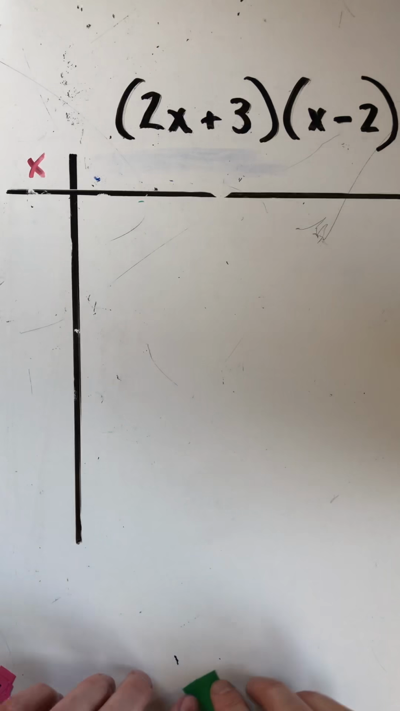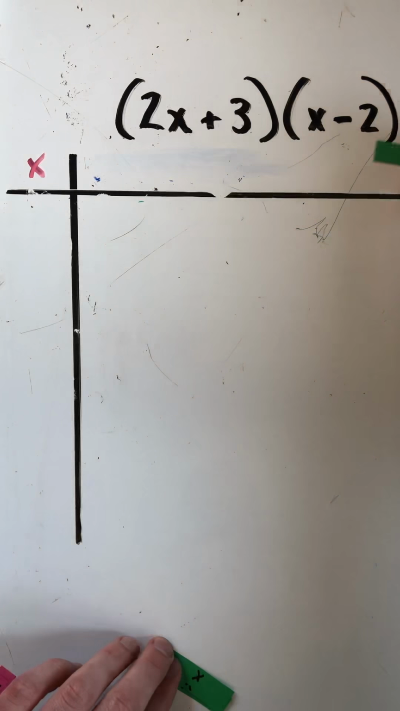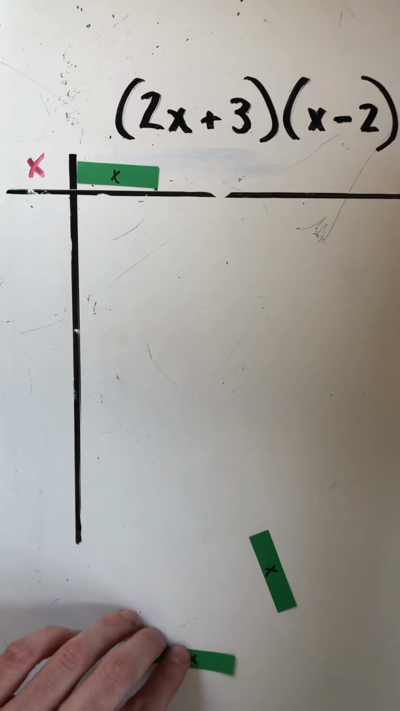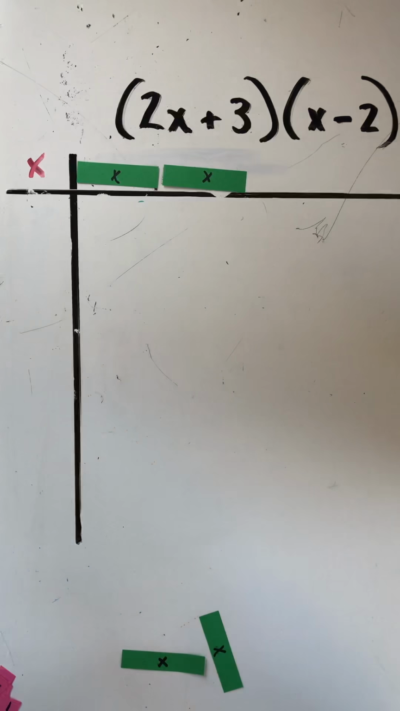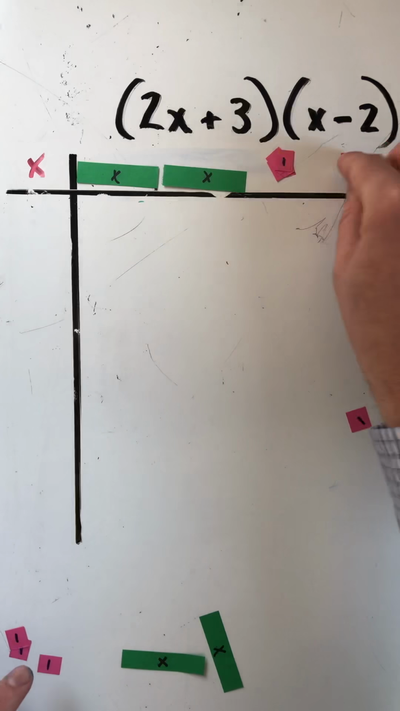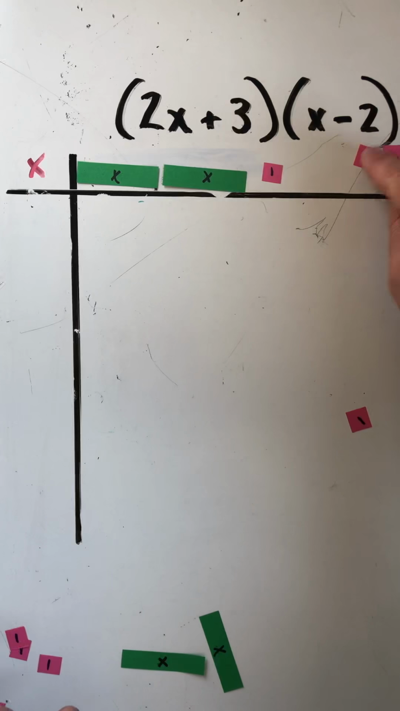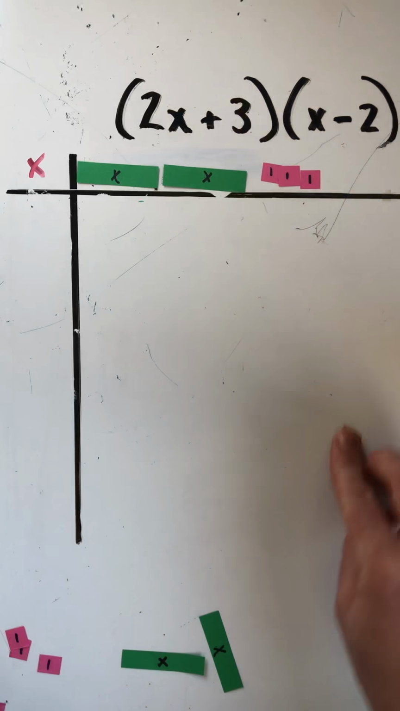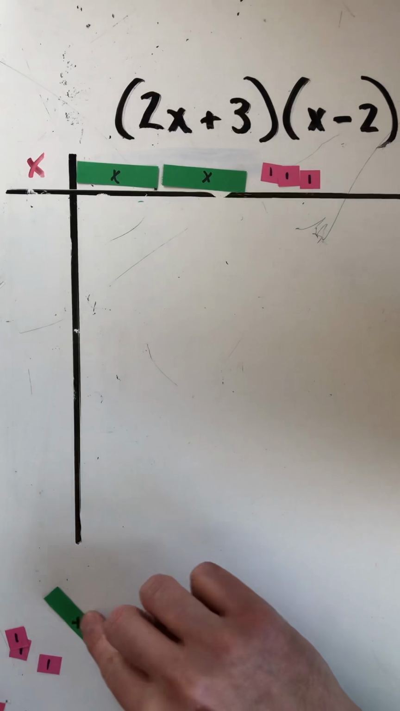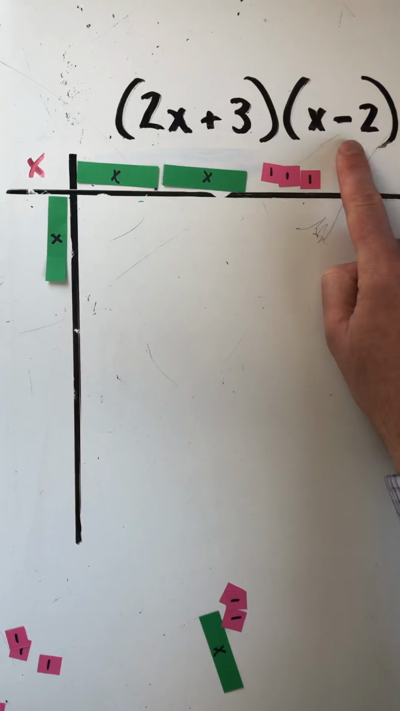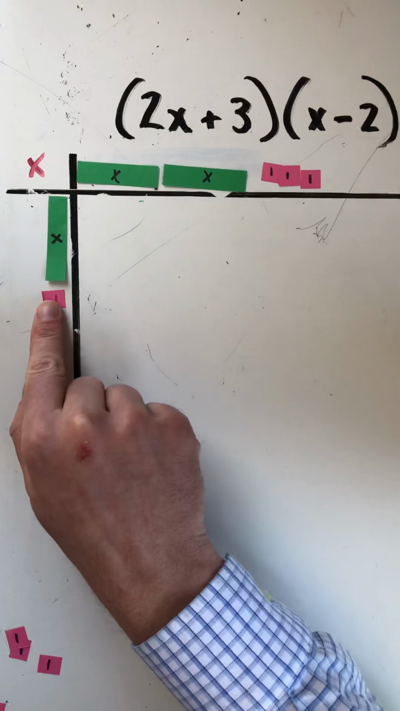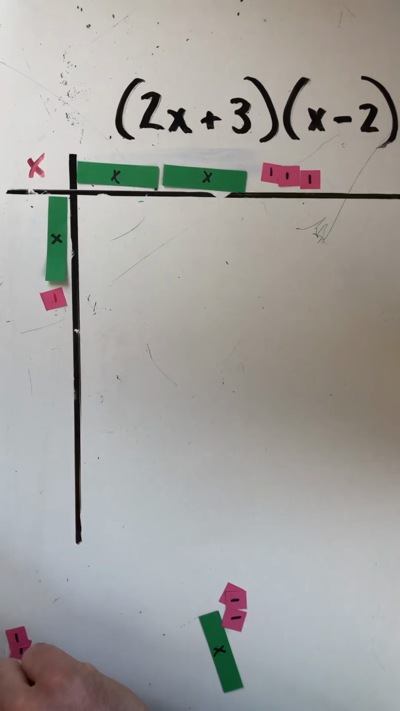So again, I have two x's and I have three ones. 1, 2, 3. That's my first factor. For my second factor, I'm going to have an x here. And now, because it's a negative 2, I'm going to use a red number 1 and a red number 1.